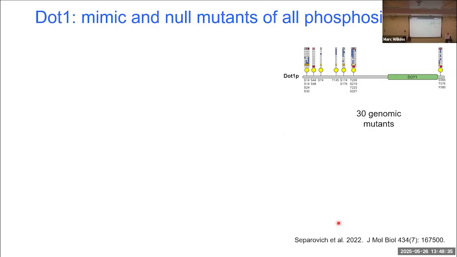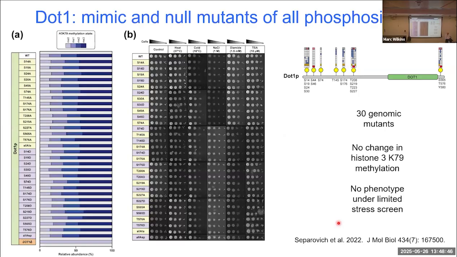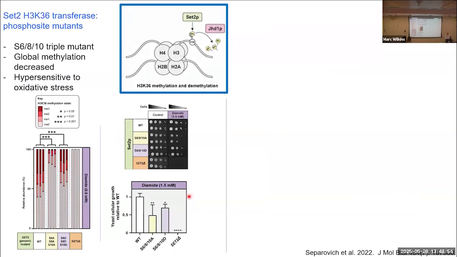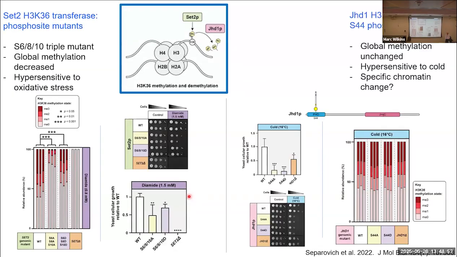It's not all roses, or beer and skittles, as some people say. Look, here's work that Ryan did, 30 genomic mutants for DOT1, did a whole lot of stress tests, found nothing. But the good news is, and I might just skip to the second one of this example, another demethylase, we only found it to have one phosphorylation site. It was easy to pick which one to work on.